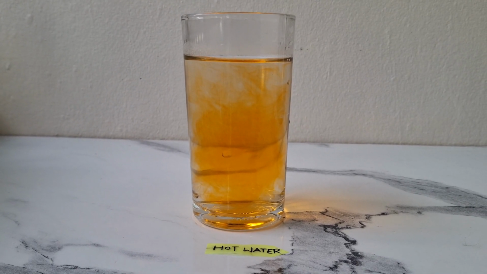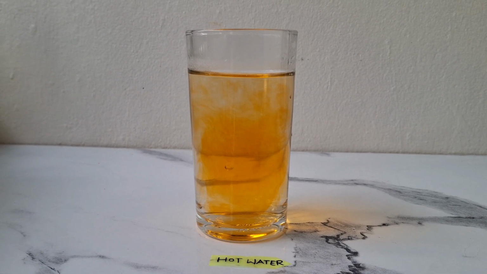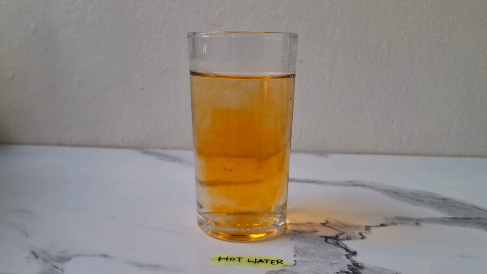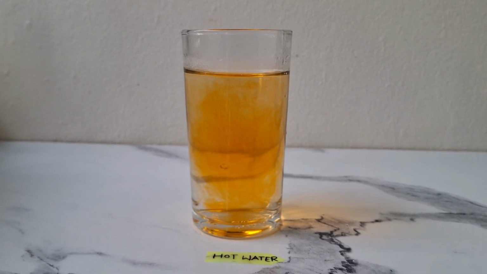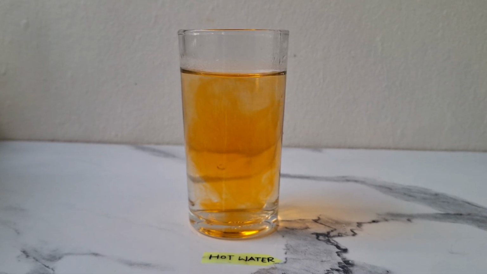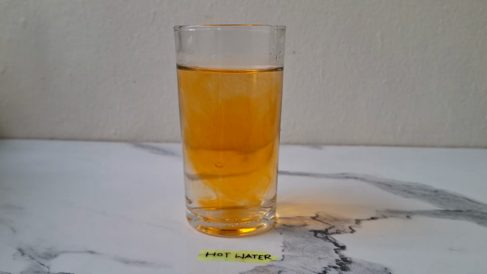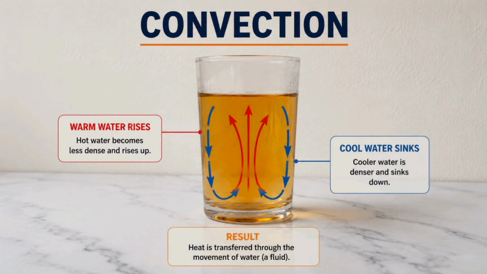What does the result mean? The movement of the colored water indicates the convection currents. Heat is transferred through the movement of the water molecules. When water absorbs heat, its density decreases. The lighter warm water rises upwards, and at the same time the colder water sinks downwards. This creates a continuous circulation pattern.